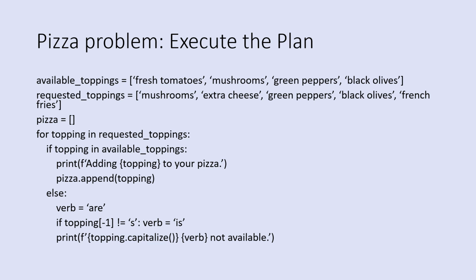And so we could add in a line that says if the last character, so that's what the bracket -1 here, the index -1, says, if the last character is not an S, then let's make the verb be is. And for our examples, this will work correctly. In this particular case, the plural things have the S and things that are not plural do not. If we had a topping like, for example, asparagus, we would want to say asparagus is not available. This code would say asparagus are not available.